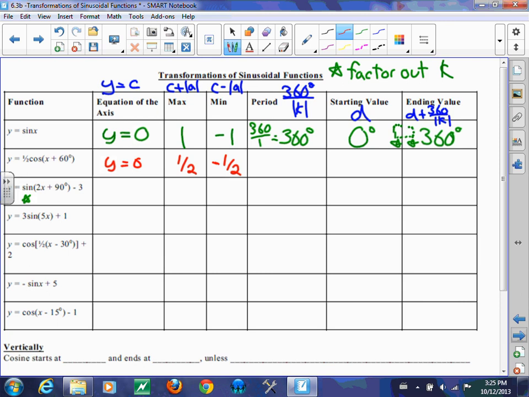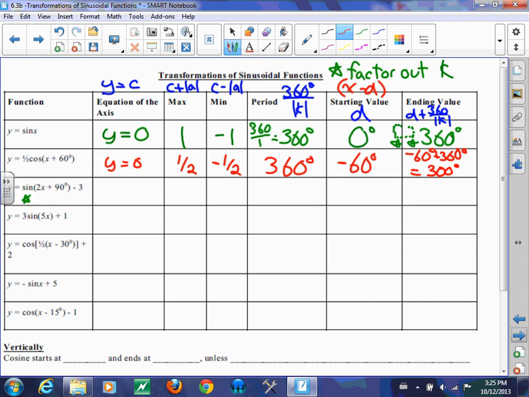Noticing our K value is still 1, so it's still going to be 360 degrees. Our start value, notice here, guys, that it's X plus 60, so that tells me that D has to be negative 60 degrees. So watch that, because remember, it's X minus D in the formula. And so if I start at negative 60 degrees and I have to complete it in 360 degrees, the end value will be at 300 degrees.